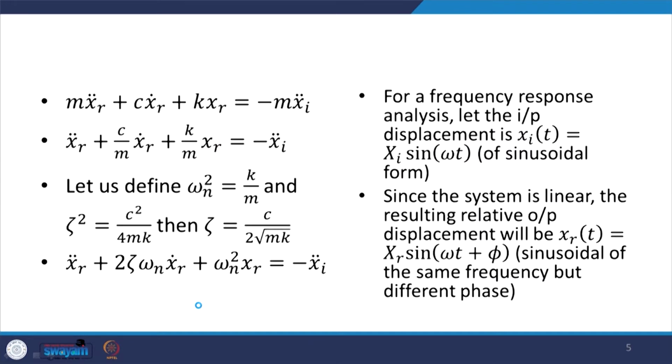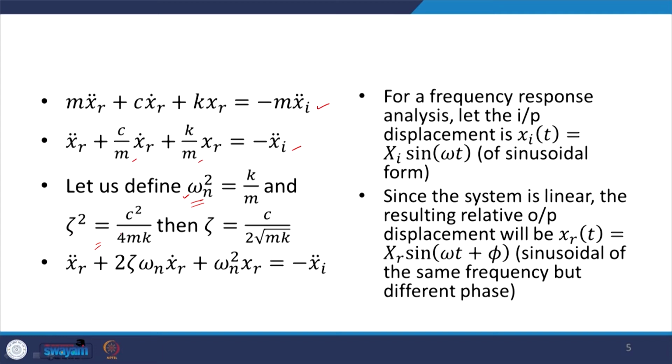So, we had this expression m xr double dot plus c xr dot plus k xr is equal to minus m xi double dot. Now, let us divide by m. So, here I get c by m here and k by m here, and here we have only this one. Now, let us define these two terms: omega n square is equal to k by m and zeta square as c square by 4 m k. Okay, so I am defining the two terms like this.